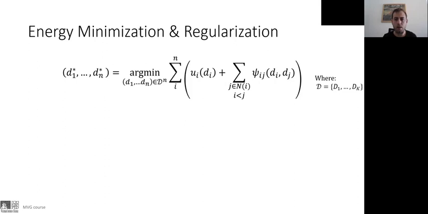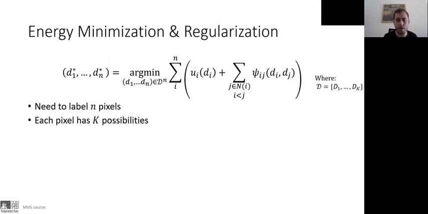Okay, so we have this objective, and we want to label n pixels, where for each pixel we have k possible disparities.